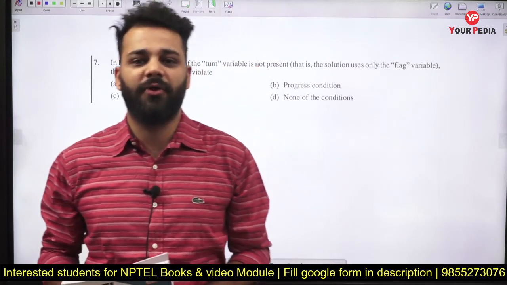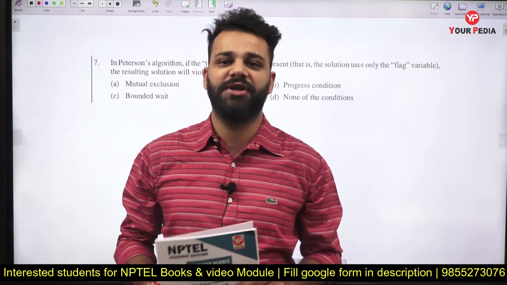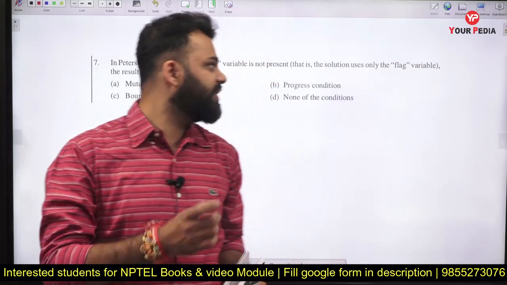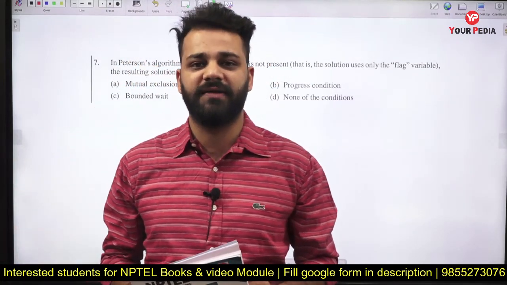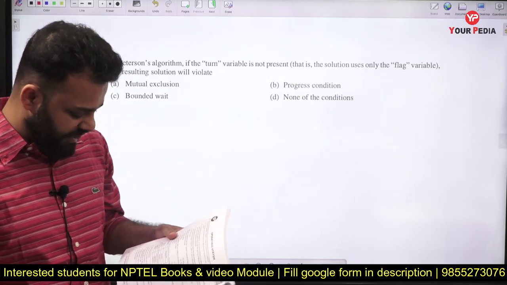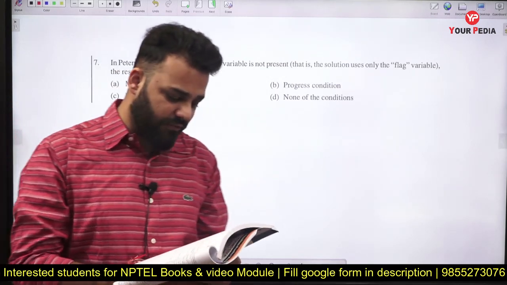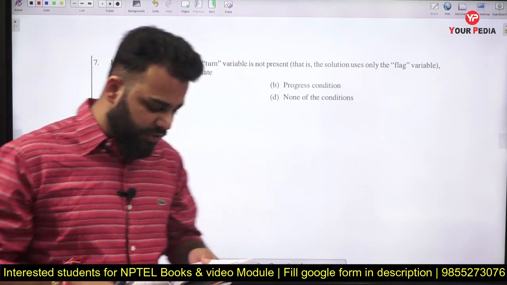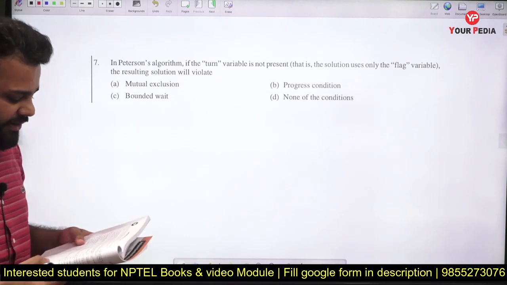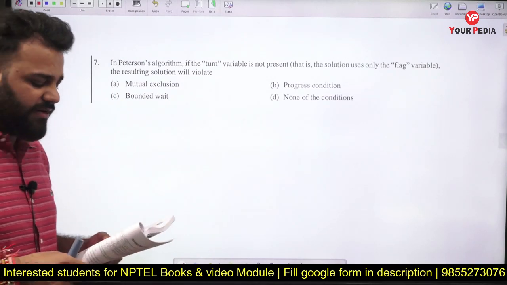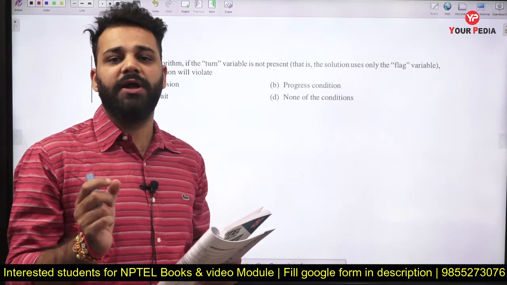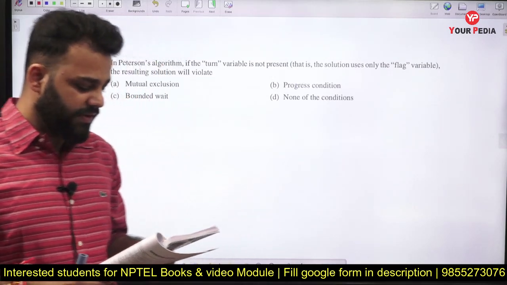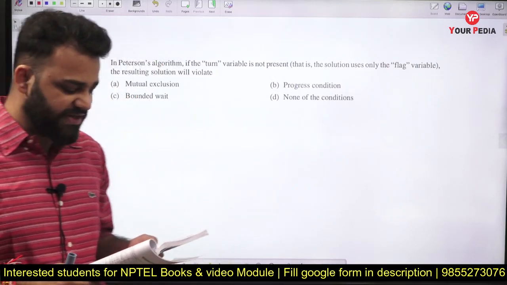So today we'll be solving a question from our NPTEL question bank series. The question that we have selected is from operating system, and you can find the question on page number 152 of the booklet. It is question number 7. In Peterson's algorithm, if the turn variable is not present, that is we only use the flag variable, then the resulting solution will violate which condition?